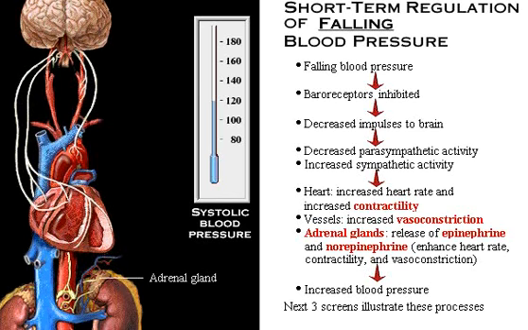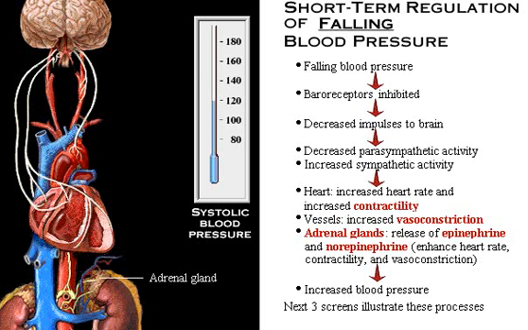Now let's look at the short-term regulation of falling blood pressure. When blood pressure drops suddenly, the baroreceptors are inhibited and they send fewer impulses to the brain. As a result, parasympathetic activity decreases and sympathetic activity increases, leading to an increase in blood pressure via three mechanisms.